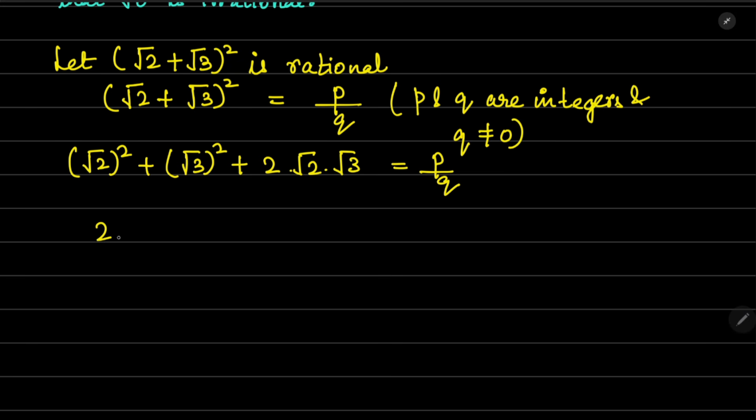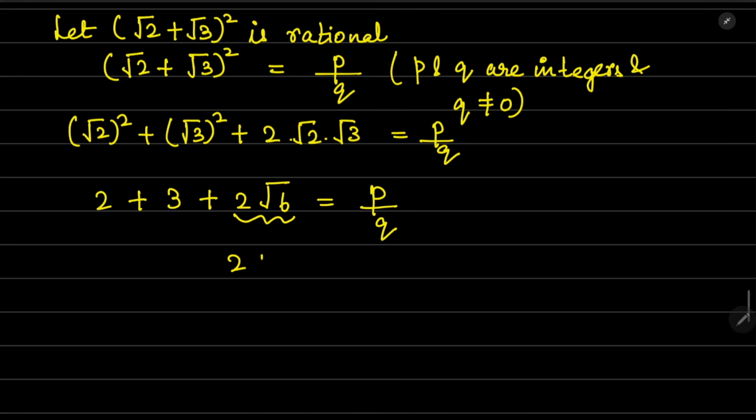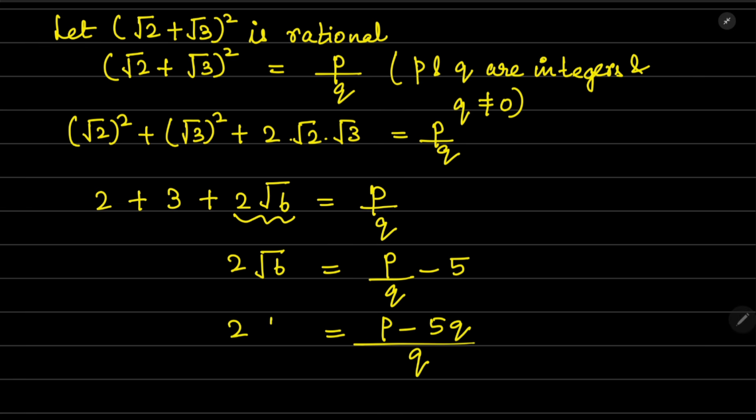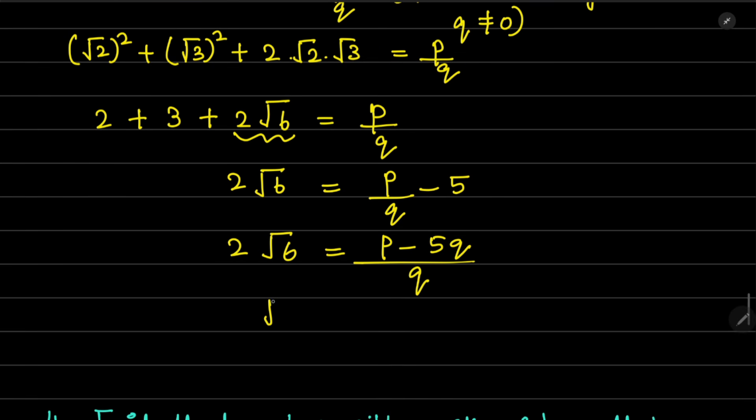Root 2 the whole square is 2, plus 3, plus 2 root 2 into root 3, which is root 6, equal to p by q. Again, let us retain this term on the left hand side. 2 root 6 equal to, let's take everything else onto the right side. So 2 plus 3 is 5. When it goes to the right side, it becomes minus 5. So this is equal to, taking the LCM, p minus 5q. Here you have 2 root 6. So root 6 equal to p minus 5q divided by 2q.